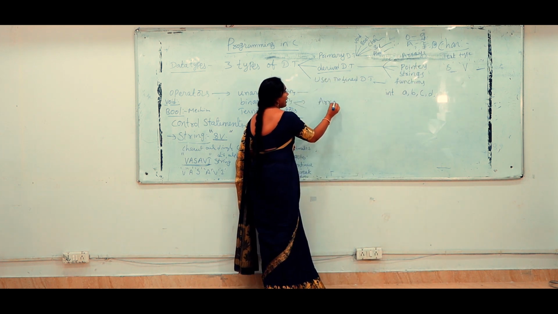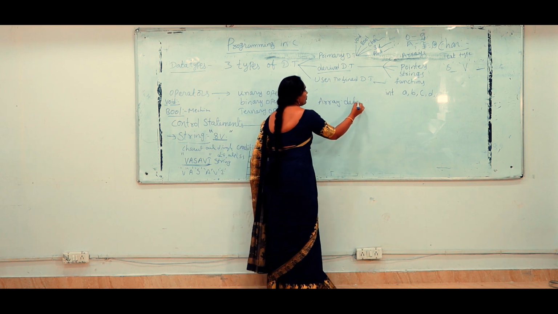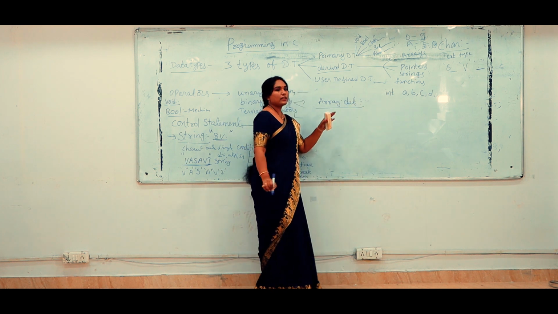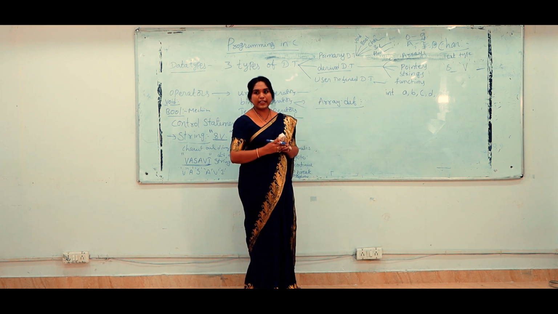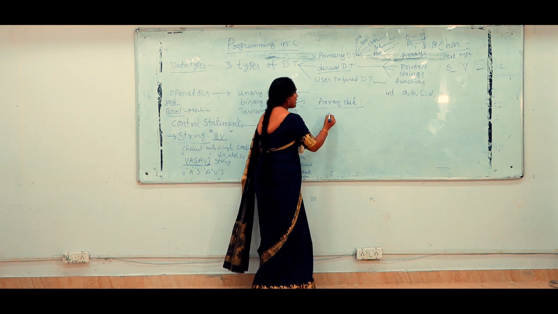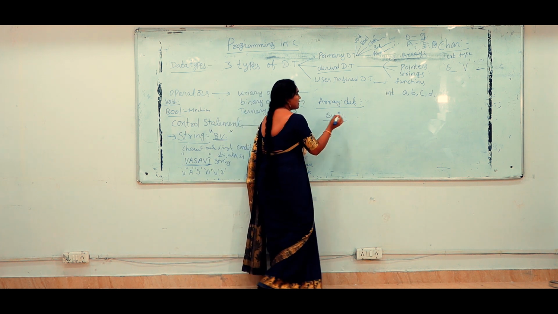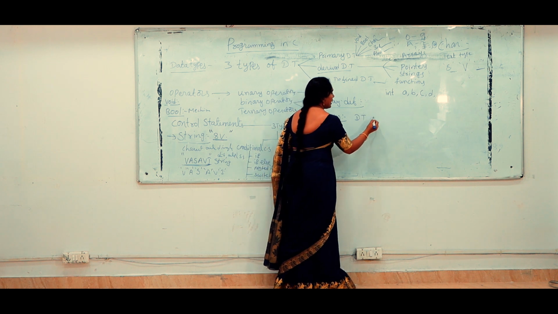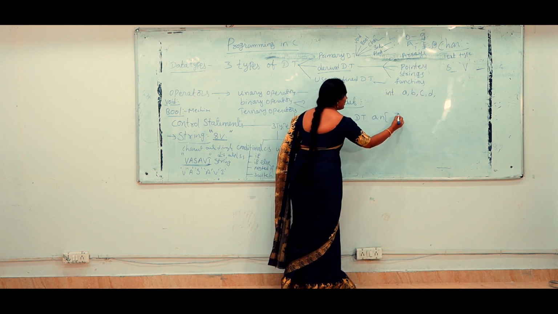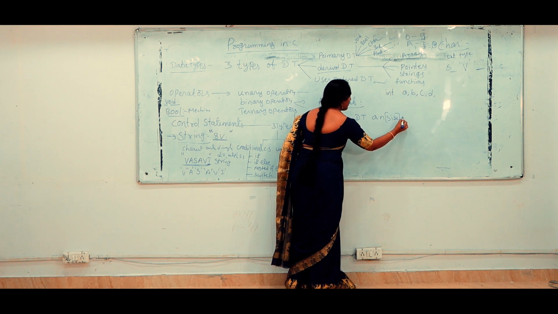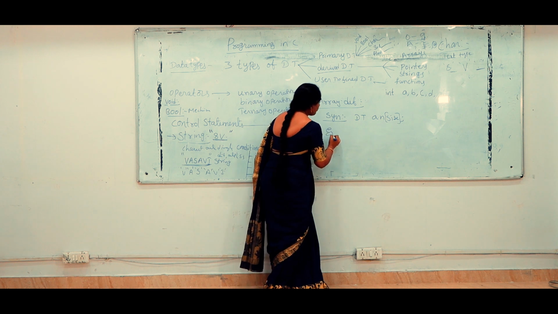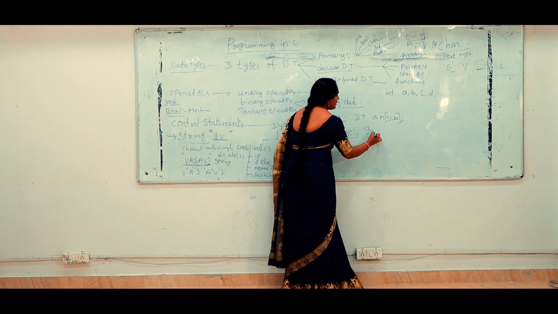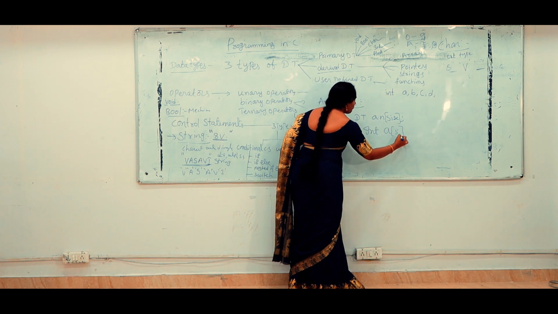First, you write the array definition. We know, as I said just now, what the array definition is: it is a collection of elements of the same data type and it shares a common name. That is enough. Next, you can write the syntax. The syntax is data type, array name, and size, then semicolon. This is the syntax of the array. Next, give one example for that array. Any example. Here I gave the example int a of 5.